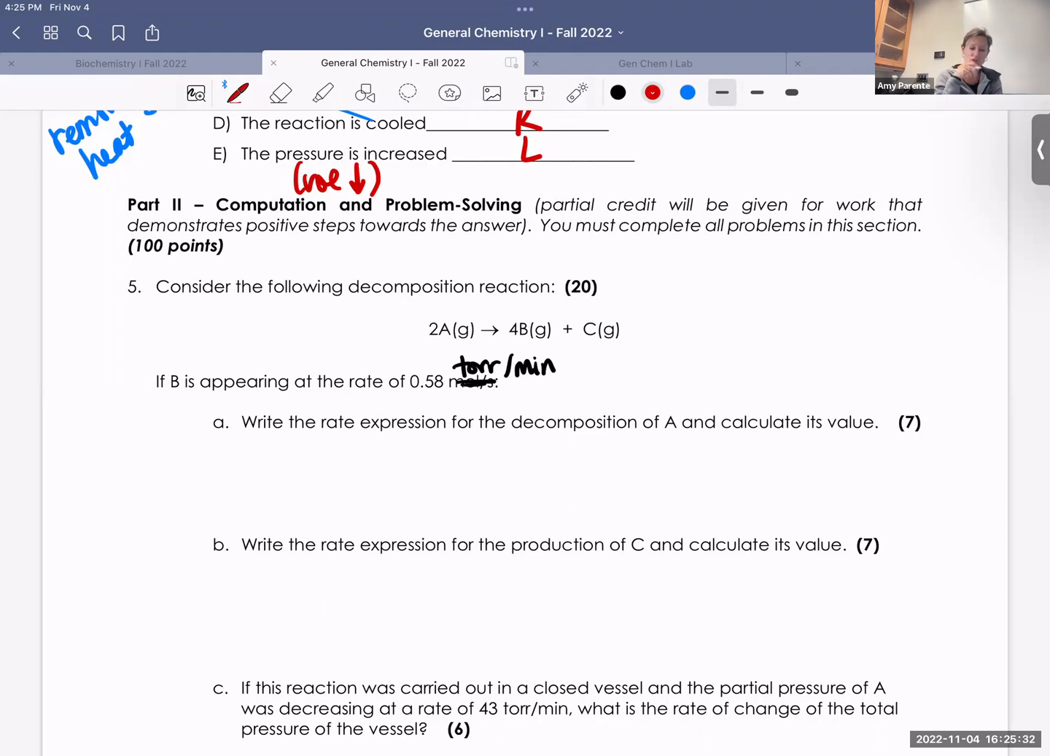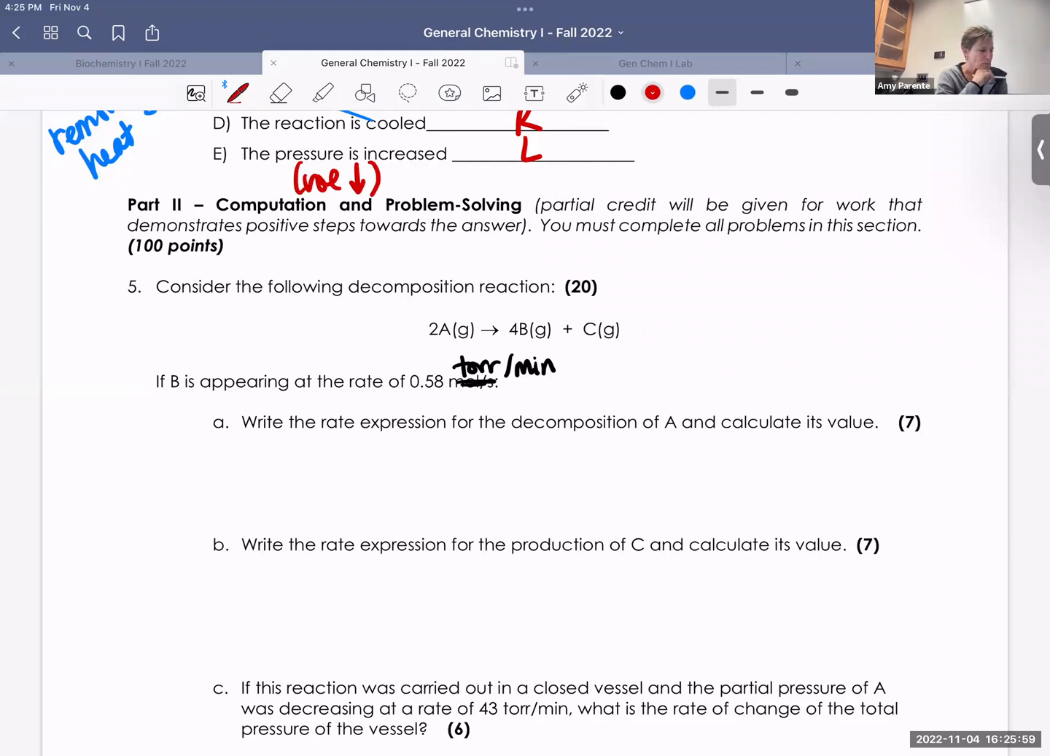That's why they're comprehensive problems. Okay, so this problem says, consider the following decomposition reaction: 2A goes to 4B plus C. I do like putting generic reactions on there because it's super easy to make a different flavor of it, and I know I'm not making something that violates what can really happen in reality. Especially if you're practicing a lot of those online, they'll be these same kinds of generic equations.